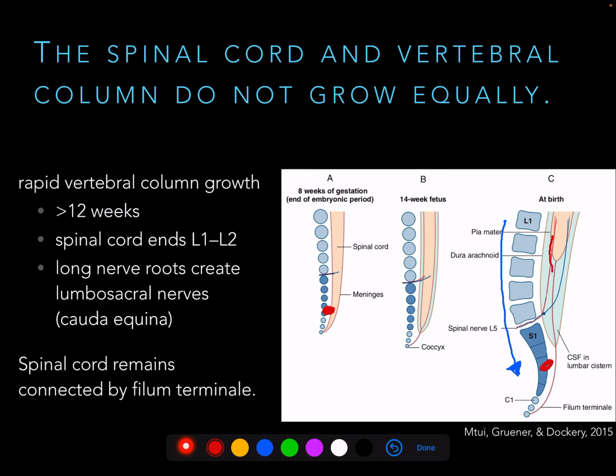So if mom is taking anticonvulsants, she'll likely need to lay off of those for the first trimester or so. Of course, anything that deals with nutritional status, so maternal diabetes and obesity are risk factors because they can interfere with nutrition to the fetus and thus interfere with its growth. And a big one here is folate insufficiency.